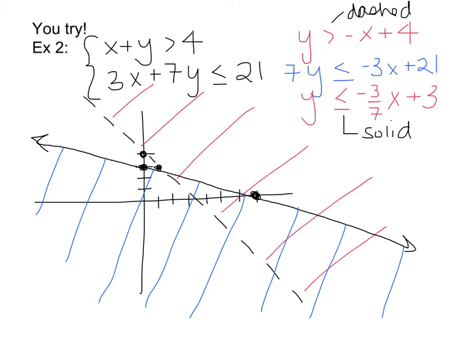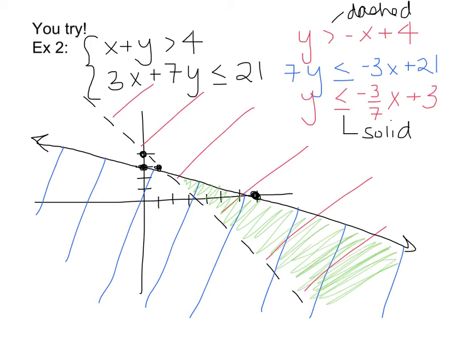So again, since it's a system, you are looking for the region where both are going to be true, and it looks like they are both true right inside this region over here. So this whole green region is the answer to this system. Any point that lies inside that region would be a true answer.